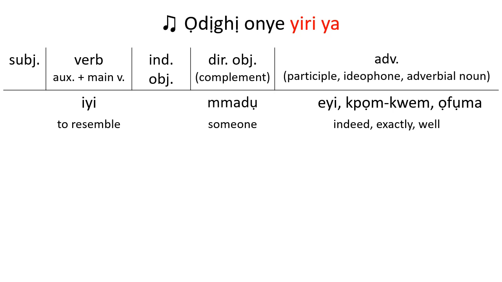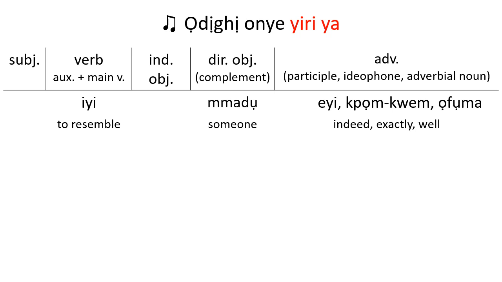An ideophone is another type of adverb that you might see. An ideophone is a sound that, when spoken, conveys an idea or a message. Kpọmkwem is an ideophone that means exactly. So, iyi mmadụ kpọmkwem means to resemble someone exactly. Finally, adverbial nouns are the kind of adverbs that you're most likely used to. Ọfụma means well, so iyi mmadụ ọfụma means to resemble someone well.